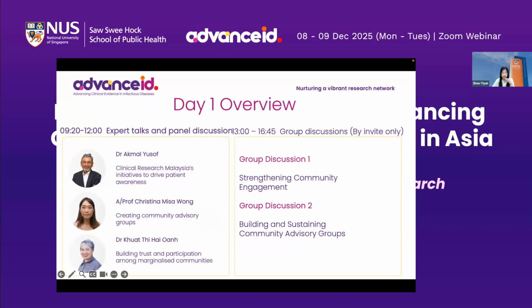So here is our plan for the next 2 days. So today is day 1. In the morning, we will explore community engagement in the Asian region and share insights, experiences, and strategies from speakers from Malaysia, Vietnam, and Singapore. Attendees by invitation will also rejoin the event in the afternoon to engage in group discussion on topics including strengthening community engagement, building and sustaining community advisory groups.